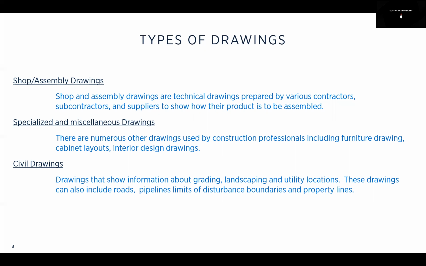Civil drawings. These are drawings that show information about grading, landscaping, and utility locations. These drawings can also include roads, pipelines, limits of disturbance, boundaries, and property lines. Civil drawings are typically exterior drawings. They show how the structure will be placed on the land. And we talked about that a little bit. We talked about the difference between a plat and a plot plan. A plat will typically show an entire neighborhood, whereas a plot plan will show an individual plot of land.